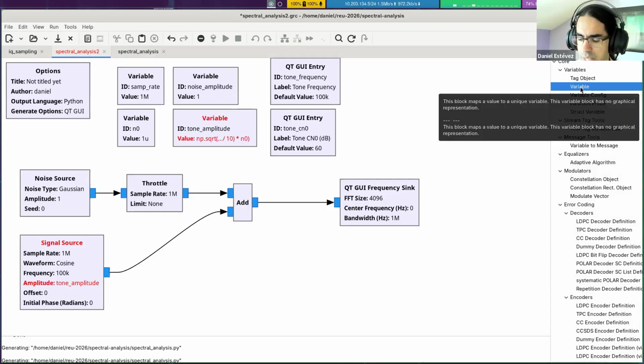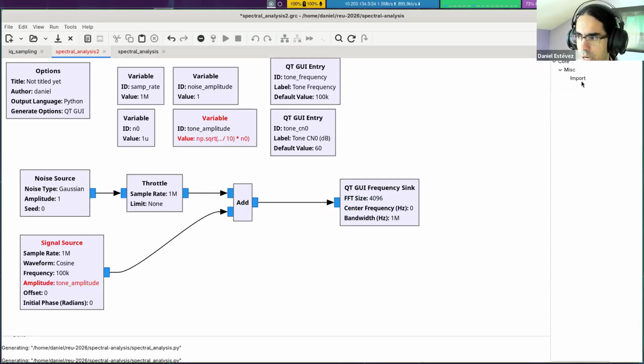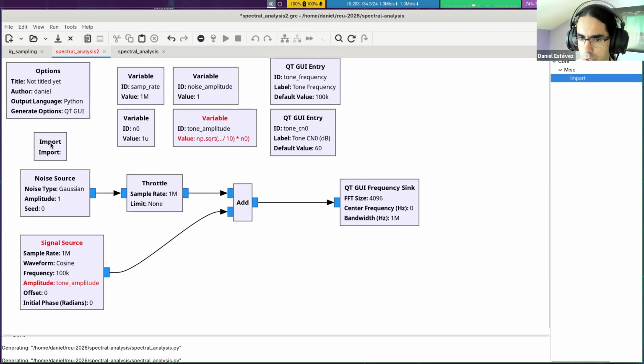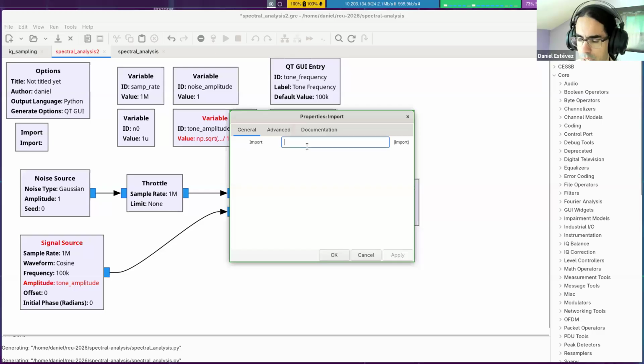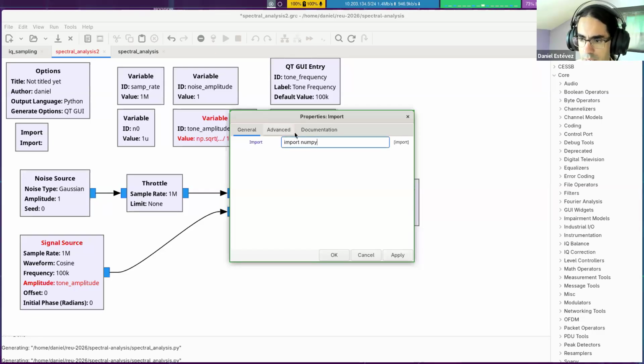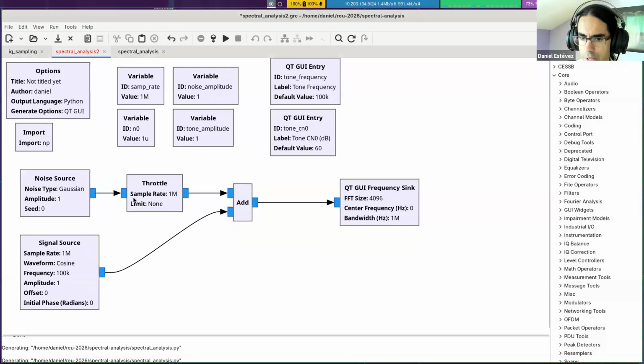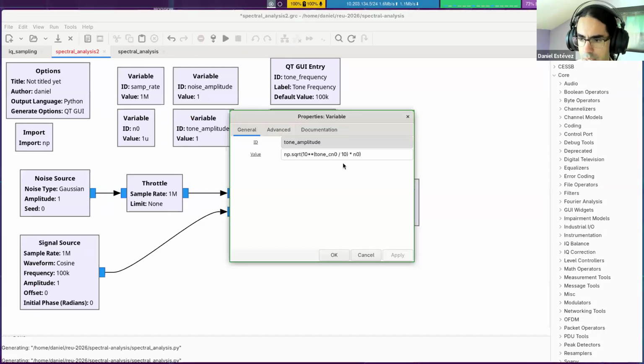Because GNU Radio is wholly based on Python, there are import blocks here, which are like import statements in Python. And in Python, I would do import NumPy as NP if I want to use NumPy. And I can do the same in GNU Radio. I can do import NumPy as NP. And then I get this import block. It has successfully imported NP. And now this formula, which includes NP square root, works.